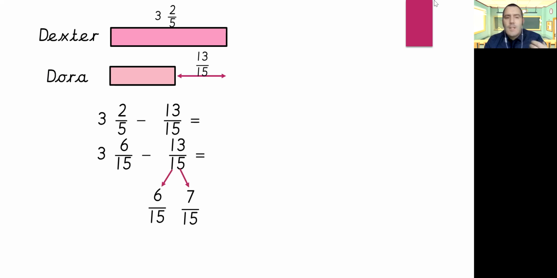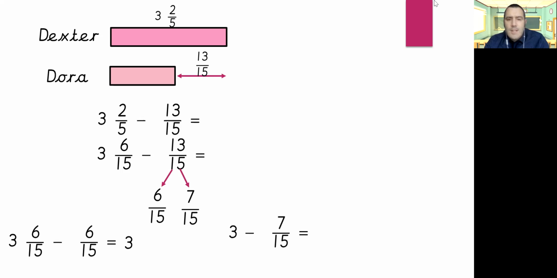So I need to take 6/15 to get me back to 3. And then I've got 7/15 to take away from the 3. So 3 and 6/15 take away 6/15 gives me 3. 3 take away 7/15 gives me 2 and 8/15. So remembering that one whole in this instance will be 15/15, 15 take away 7 leaves me with 8. So the answer will be 2 and 8/15.